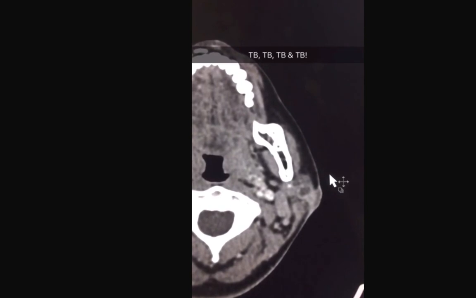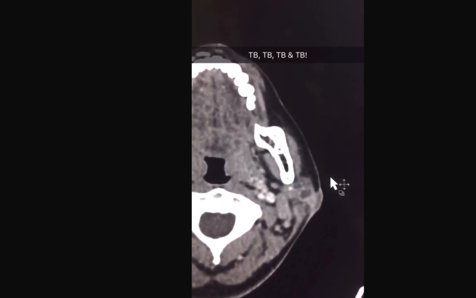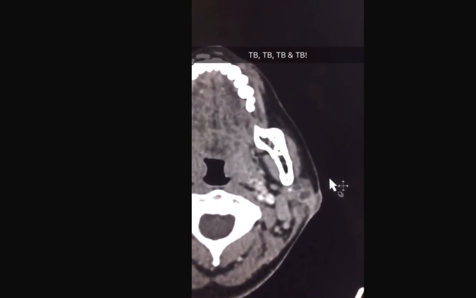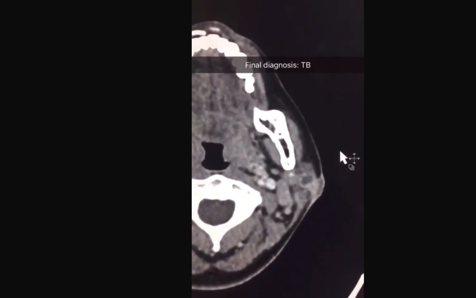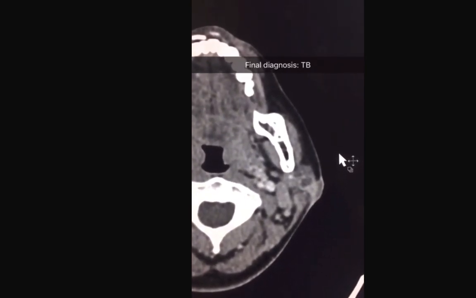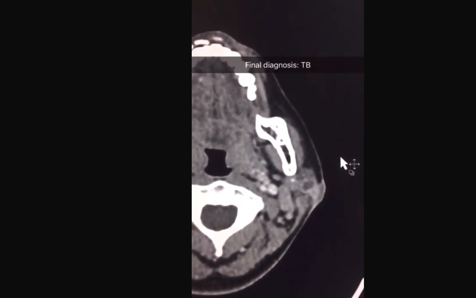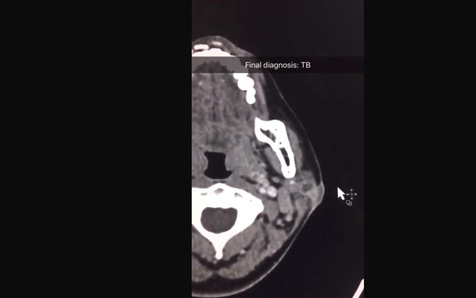Remember that TB in endemic areas could involve any organ and have various appearances. This was a proven case of left parotid gland tuberculous abscess with sinus tract formation.